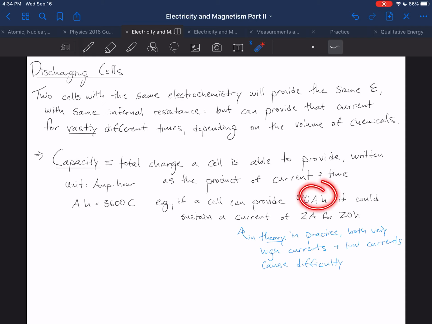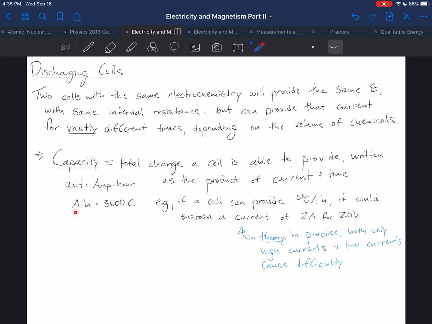but written as 40 amp hours, then the idea is that it could sustain a current of 2 amps for 20 hours, or a current of 1 amp for 40 hours, or a current of 4 amps for 10 hours. That's how this works. It's worth noting this is in theory. In practice, both very high currents and low currents will cause difficulty in quantifying the total capacity, so you have to be a little bit careful. But within the medium range, for whatever that means for that cell, that's how you interpret the capacity.